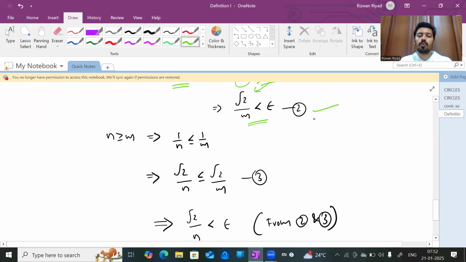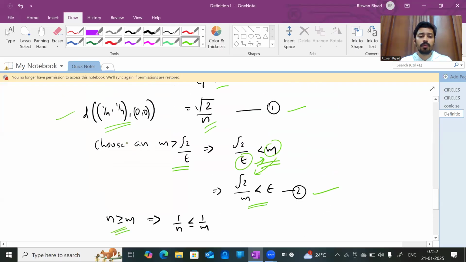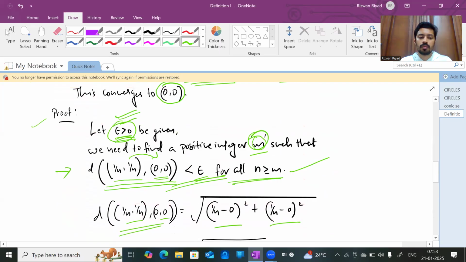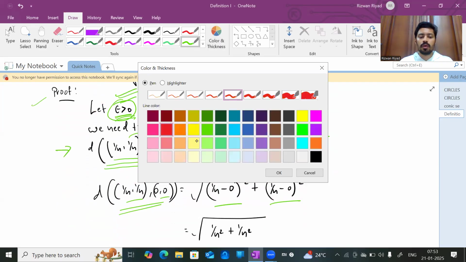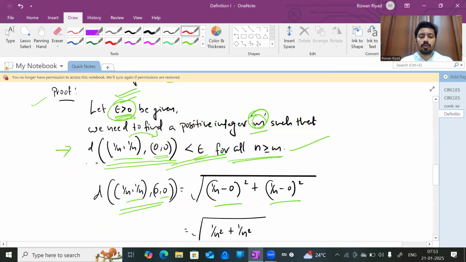Inequality statement number 2. Now, suppose n greater than or equal to m. This we can assume n greater than or equal to m. Why? We need to prove this inequality for all n greater than or equal to m. So this n greater than or equal to m we can assume. If only this happens, then only this inequality happens.